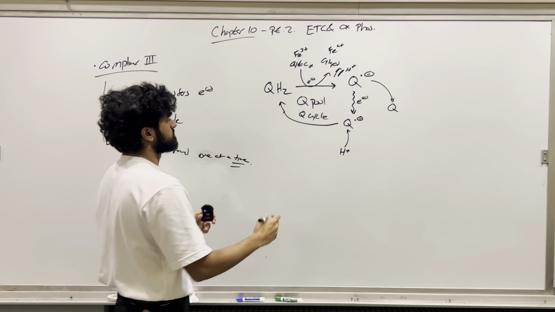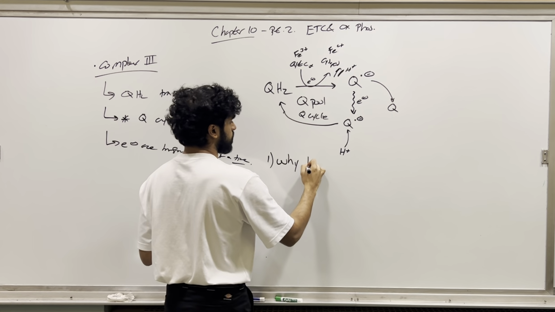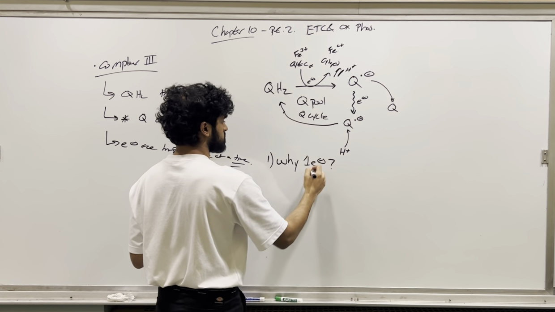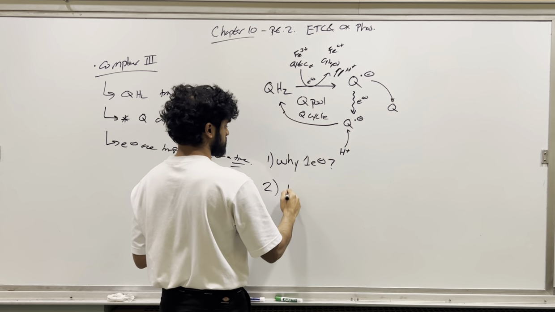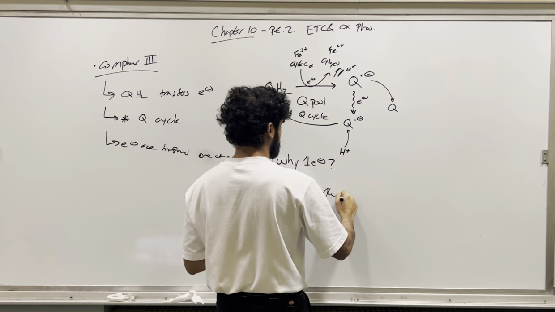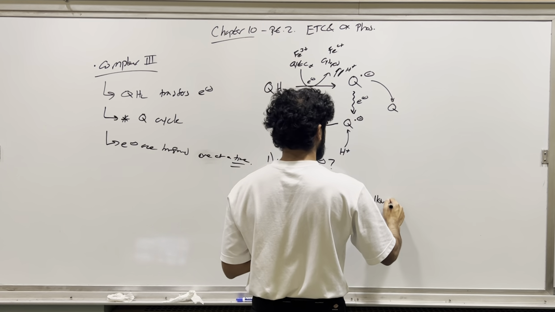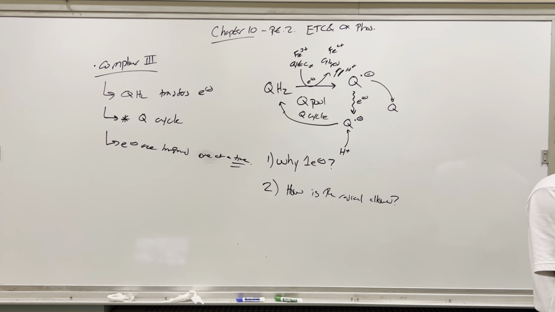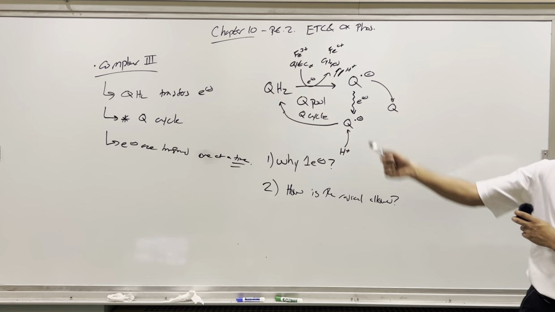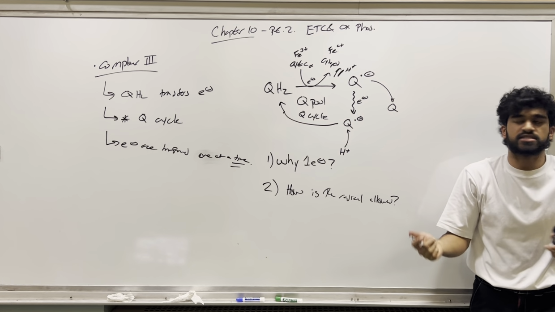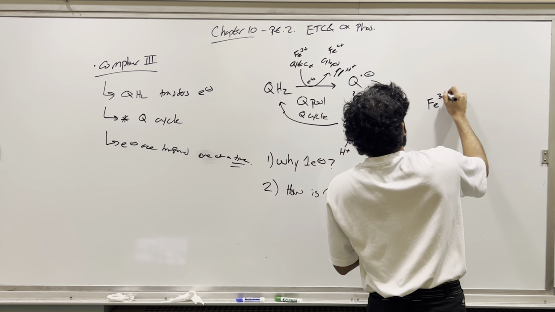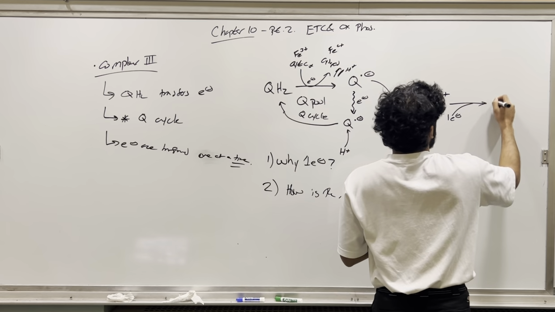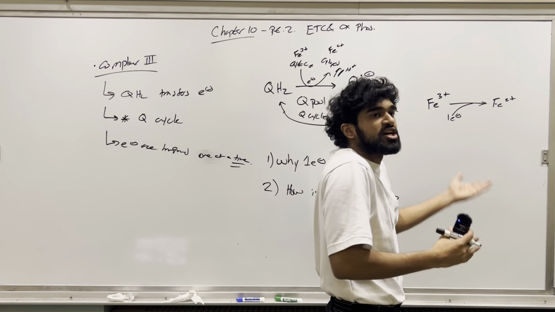I have two questions. Number one, why one electron? And number two, how is the radical allowed? Why the one electron? And how's the radical allowed? Because the one electron is going onto cytochrome C, and we see that the Fe3 plus becomes Fe2 plus. That makes sense, right? So what's naturally happening is Fe3 plus, one electron, Fe2 plus. That's so normal for us.